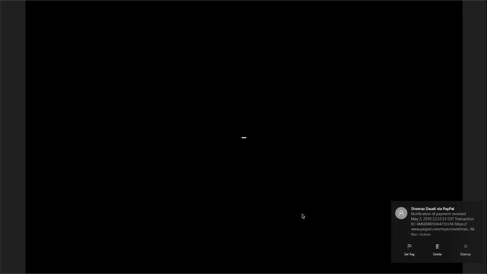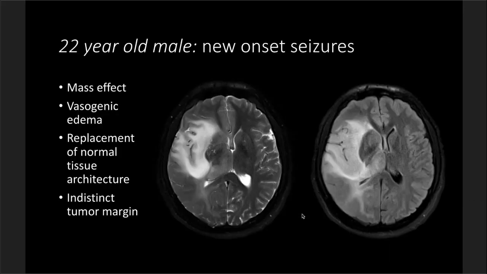Next case, we have a 22-year-old male with new onset seizures. So that's another common presentation with brain tumors. Brain tumors can cause seizures. So here we have a T2 weighted image and a T2 FLAIR image, and we have a T2 hyperintense, bright mass in the right sylvian region. It's affecting the temporal lobe and the insula portions of the frontal lobe.